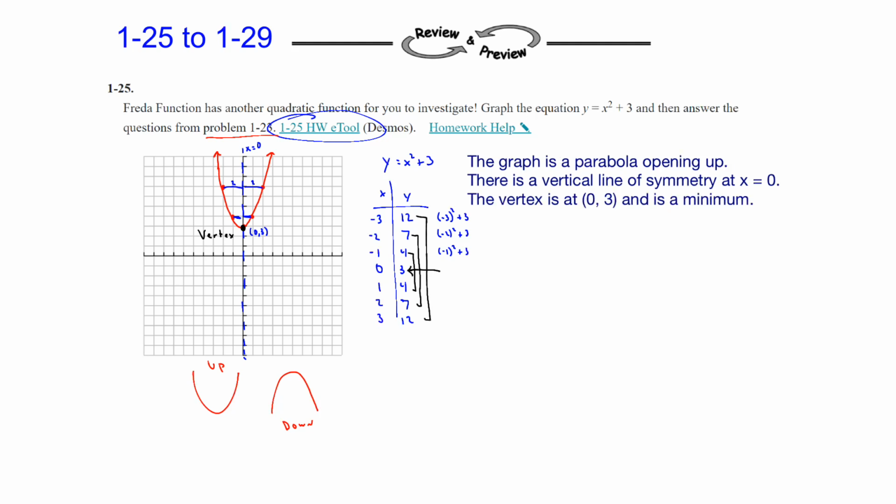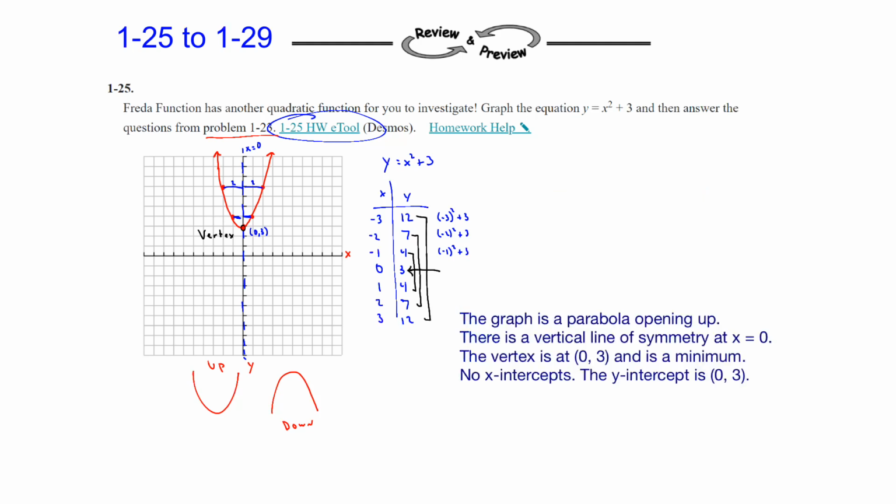The other thing we want to look for are intercepts, and the intercepts we want to look at either across the x-axis or the y-axis. So we want to look for any of those. Now you can see the parabola in this case does not cross the x-axis anywhere, so there are no x-intercepts. There is a y-intercept. It actually happens to be the minimum or the vertex as well at 0, 3. So no x-intercepts, but we do have a y-intercept at the point 0, 3.